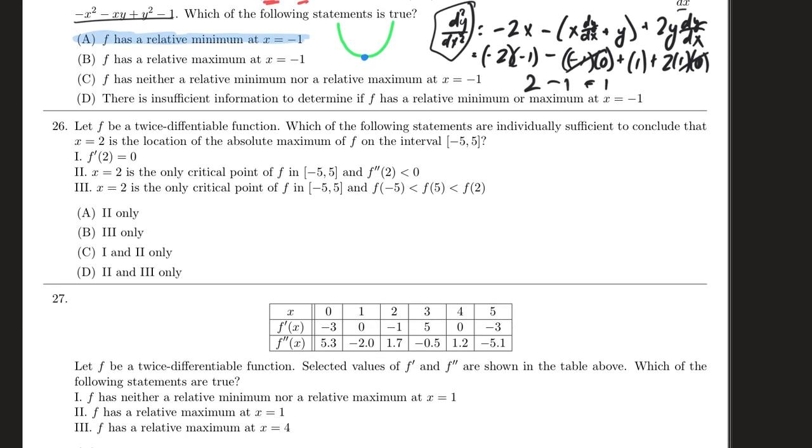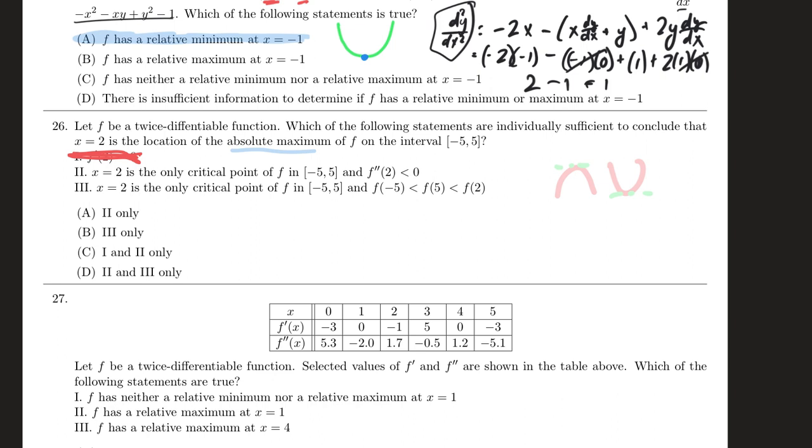Now, f is a twice differentiable function. Which of the following conclude that we have an absolute max of f on -5 to 5? Part 1 is f prime of 2 equals 0. So if our first derivative is 0, that means we have a horizontal tangent. But that's not enough to know if it's a maximum or a minimum, because it could look like either of these graphs that I just drew. So 1 on its own is not enough to determine it's an absolute max.